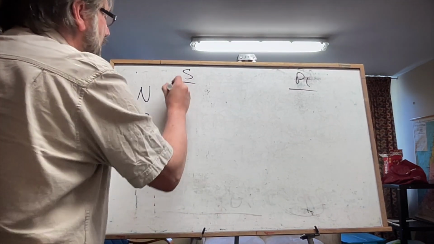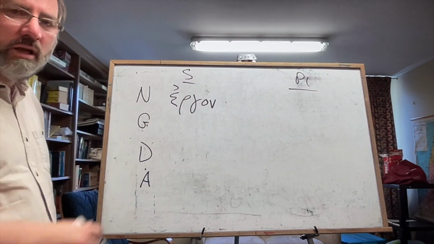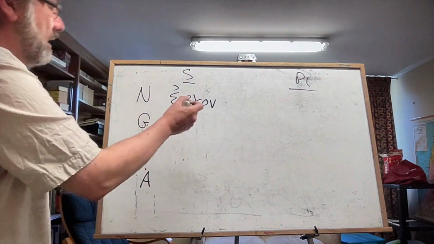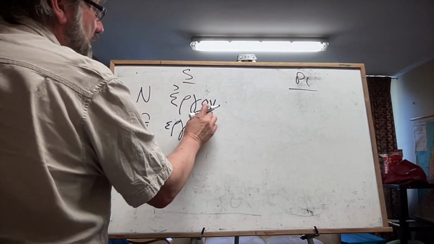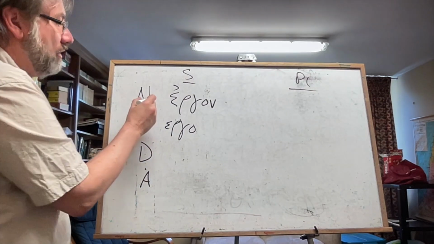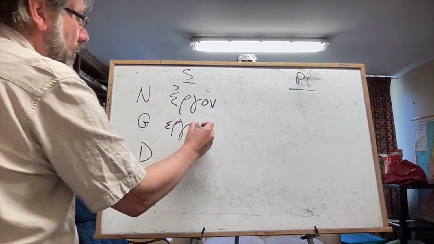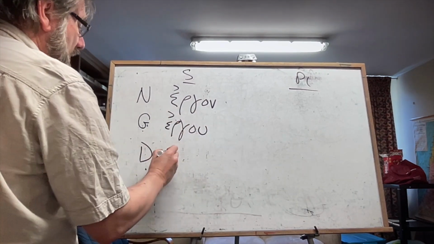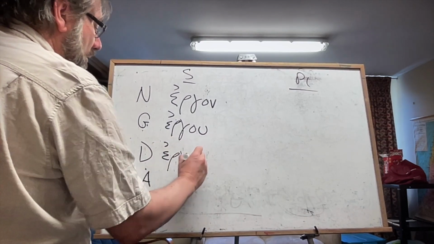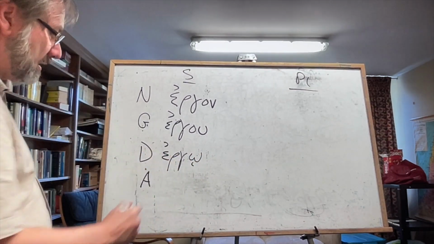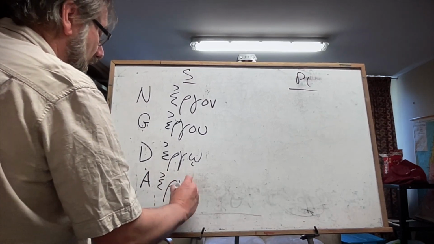That word is ergon. That's the word for work, where we get the English term ergonomics. So that's the nominative. Notice it ends with a nu. The genitive is ergu. The dative singular is ergo, iota subscript, and the accusative singular is ergon.